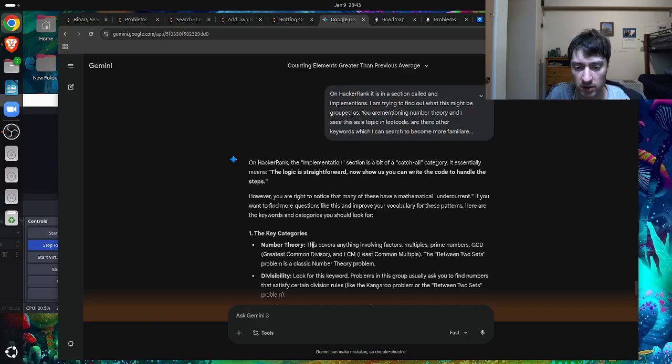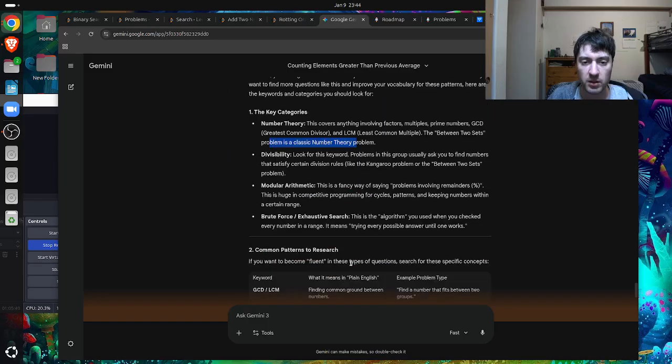Number theory. This covers anything involving factors, multiples, prime numbers, greatest common divisor, least common multiple. Between Two Sets is a classic number theory problem. Divisibility, look for this keyword. Problems in this group usually ask you to find numbers that satisfy certain division rules, like the Kangaroo problem. Wow, we saw that one. Or Between Two Sets.